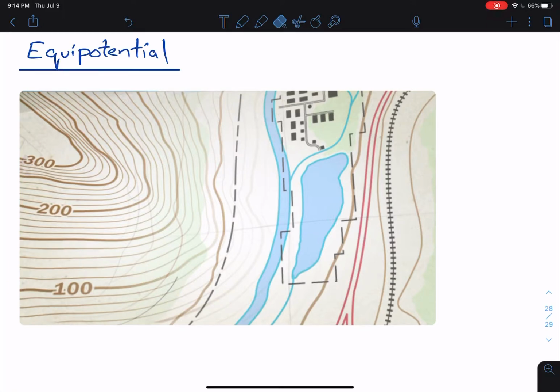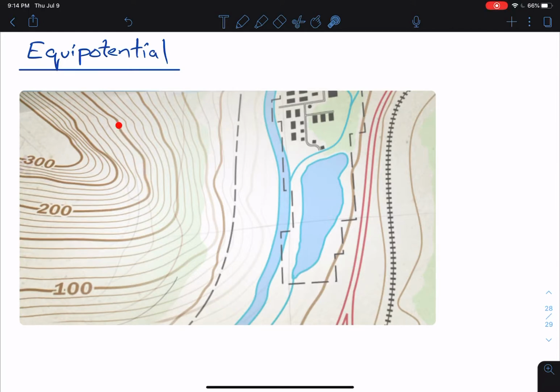It's a lot like a topographic map. As you can see here, I have an example of a topographic map. This line represents every point on this line being at an altitude of 200 meters. This line represents an altitude of 200 meters. This is like an equipotential line.